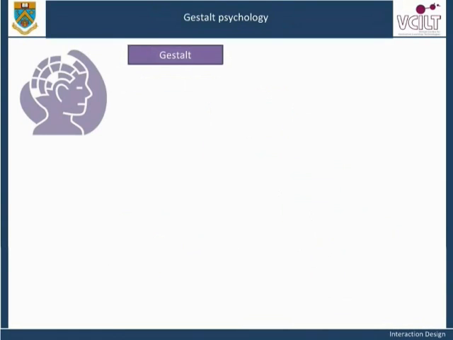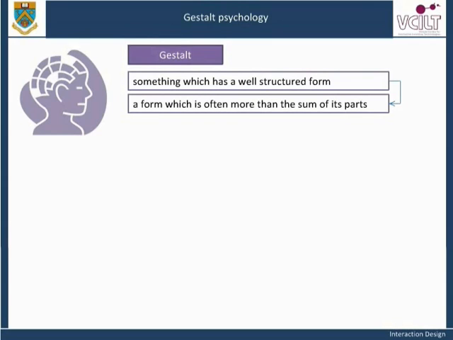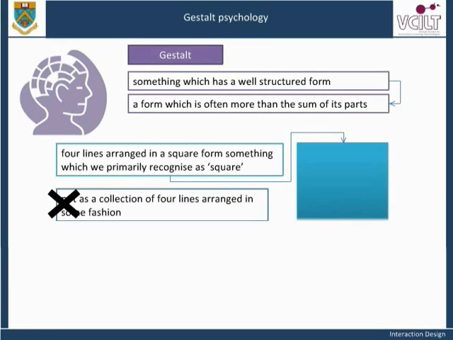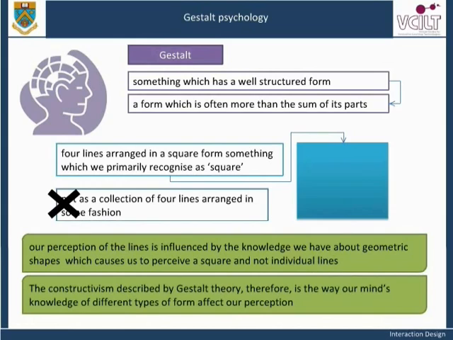The term gestalt refers to something which has a well-structured form, a form which is often more than the sum of its parts. For instance, four lines arranged in a square form something which we primarily recognize as a square, not as a collection of four lines arranged in some fashion. Gestalt theory would argue that our perception of the lines is influenced by the knowledge we have about geometric shapes, in this case the square, which causes us to perceive a square and not individual lines. The constructivism described by Gestalt theory, therefore, is the way our mind's knowledge of different types of form affects our perception.